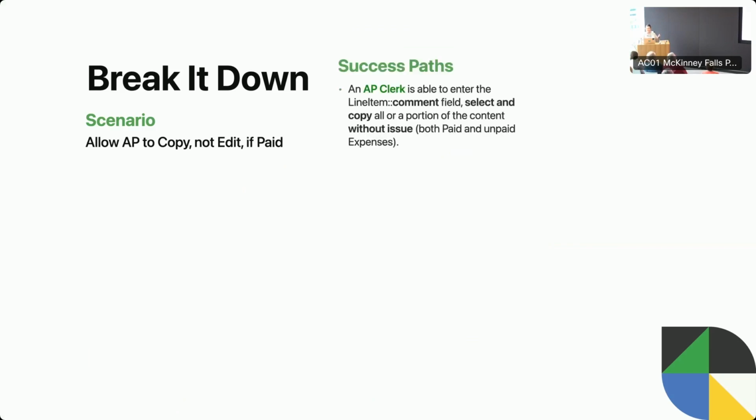Okay, that's a pretty common sort of thing, right? We want them to be able to edit it because they've got to copy the address. We don't want them to edit the address because they don't own the address, right? All right, so a success path might look like this.